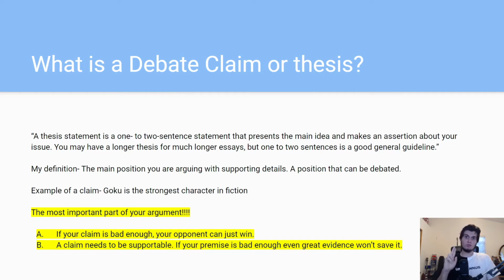Now, there's two things you need to know about a claim slash thesis right now, and that it is, in my opinion, the most important part of your argument, and here's why. The first reason is that you can lose an argument without even being able to present your case, because if you present a bad claim, then the person can argue against A, the evidence you're using to support that claim, and B, the validity of your claim before the discussion of why you believe that is even in the conversation.